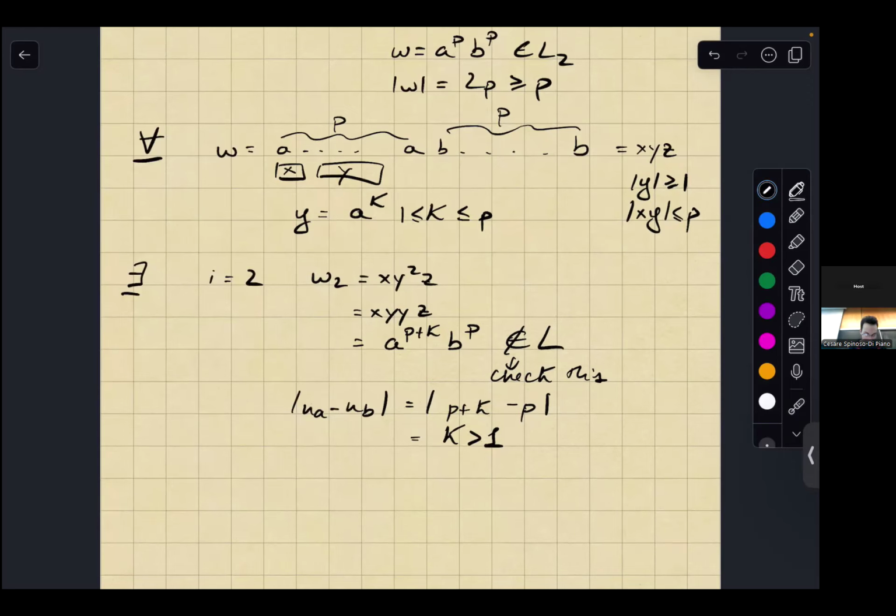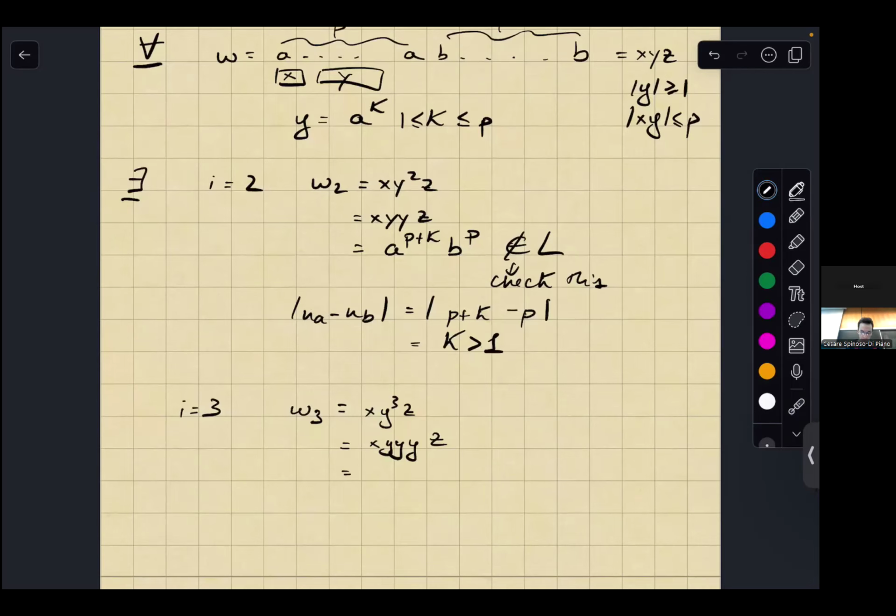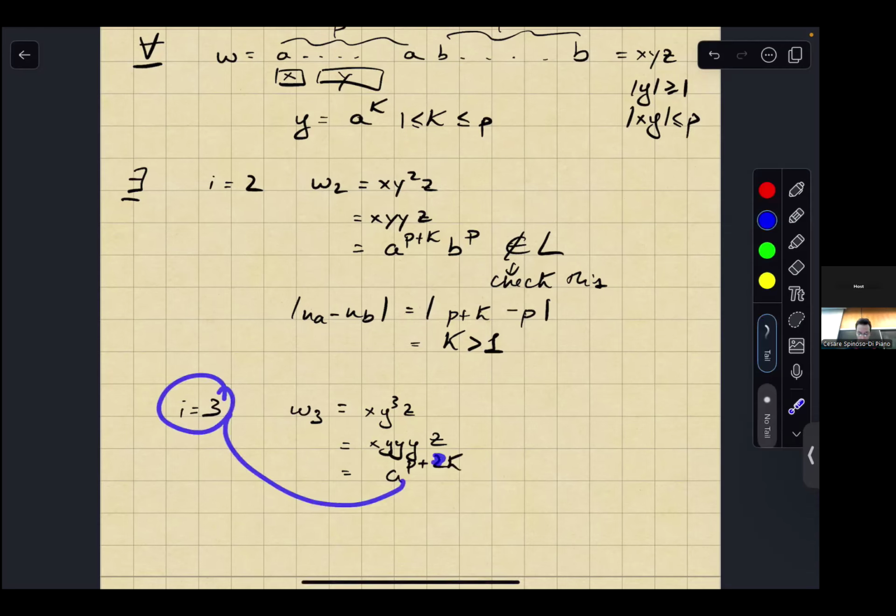Three? Okay, let's see what happens with 3. I is equal to 3, so I get W3, then I get X, Y3, Z, then I inject 2 more Y's into my string, so I get A, P plus 2K. A very common error that students make is they say, well, there's 3 here, so it should be 3K. That's not true because one of the Y's is within the P. So that's why it's P plus 2K.